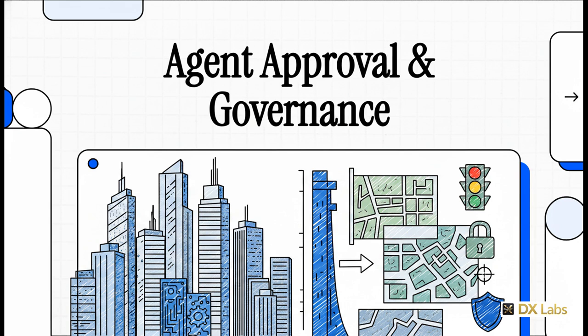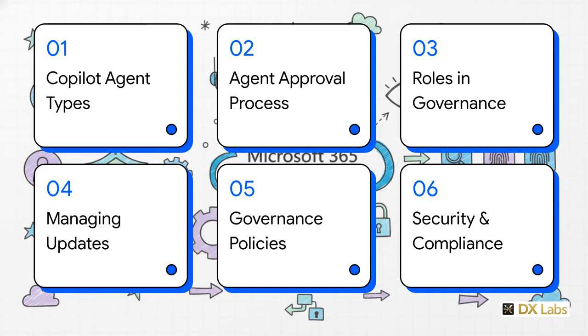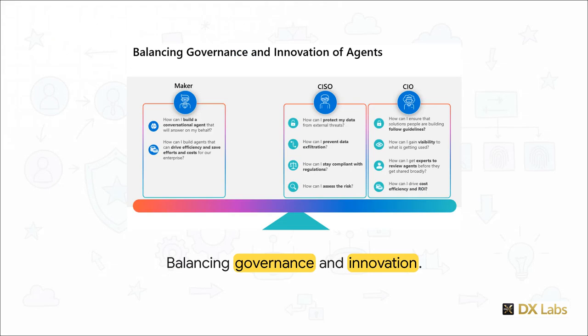Let's dive into it. Here is the exact roadmap we're going to follow. 1. Copilot agent types. 2. The agent approval process. 3. Roles in agent governance. 4. Managing updates and versions. 5. Governance policies and tools. And finally, 6. Security and compliance checks. So as an administrator, you're constantly managing a core tension.